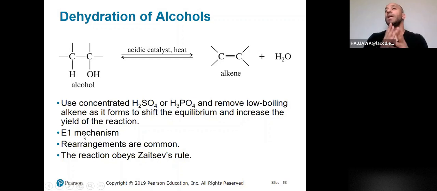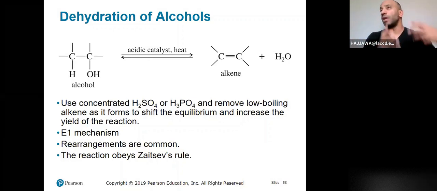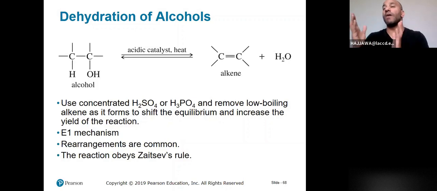So this mechanism, it's an E1 mechanism. It will never be an E2 mechanism, and we will see why that is. And because of the E1 mechanism, the rearrangement is always possible. And not just that, the reaction is always going to give me the Zaitsev product. So if I have the possibility of more than one hydrogen to be picked up through the mechanism to give me two different alkenes, I will pick the one that's going to be the Zaitsev product. So this is the case every single time I have dehydration of alcohols.